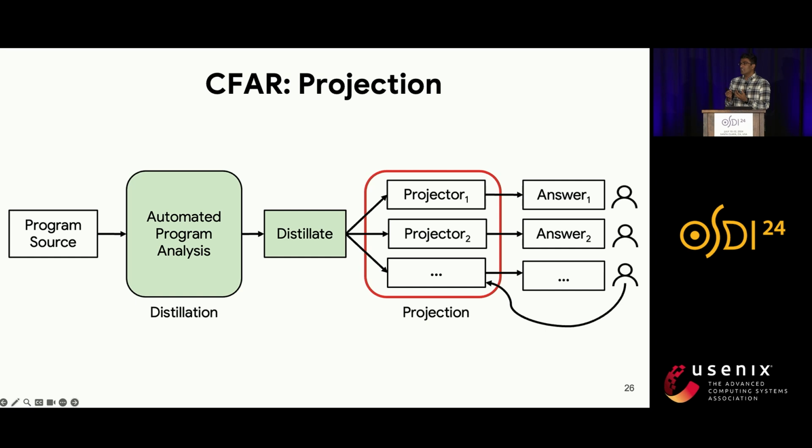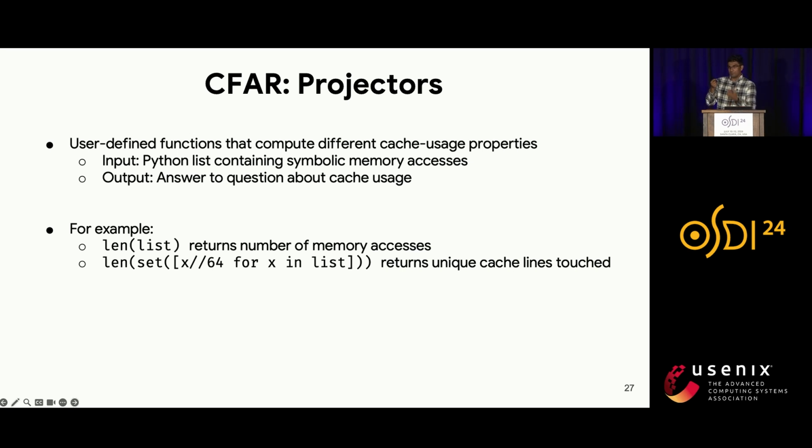And the way we do so is by allowing developers to write simple programs that we call projectors. These projectors are going to operate upon the distillate and compute answers to specific cache usage questions. More specifically, a projector is a user-defined function that takes as input a Python list containing symbolic memory accesses and outputs the answer to a question about cache usage. So you have two simple examples on the slide here. If you compute the length of the list, you're going to get the number of memory accesses. And the second expression allows you to compute the number of unique 64-byte cache lines touched.